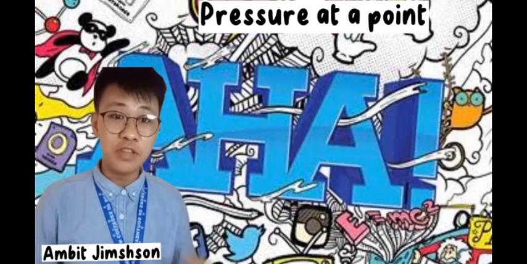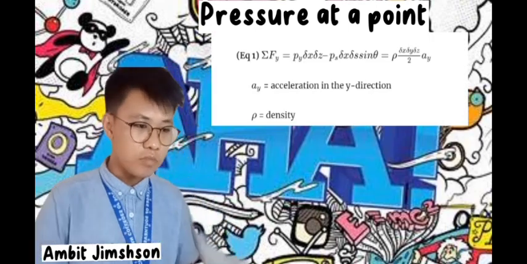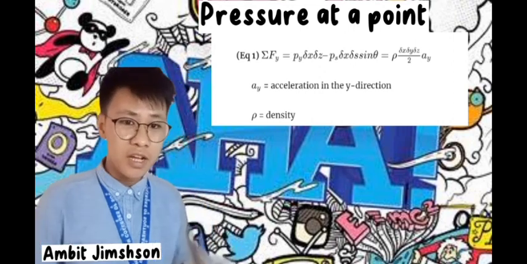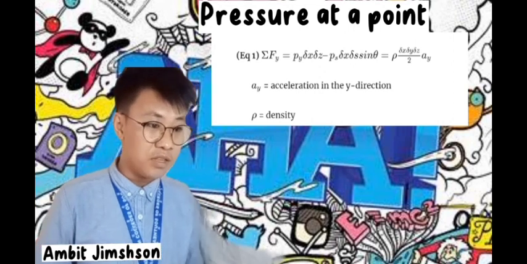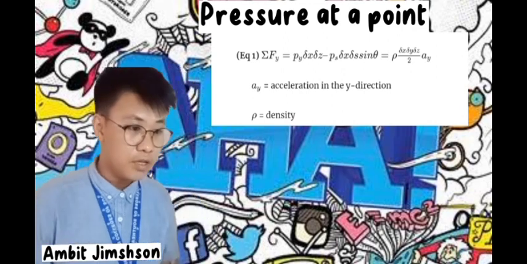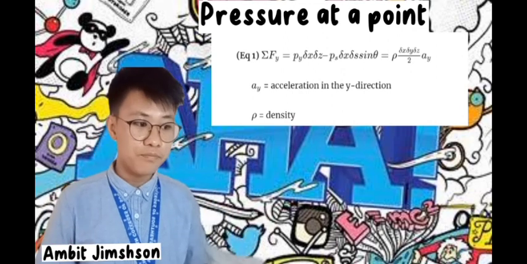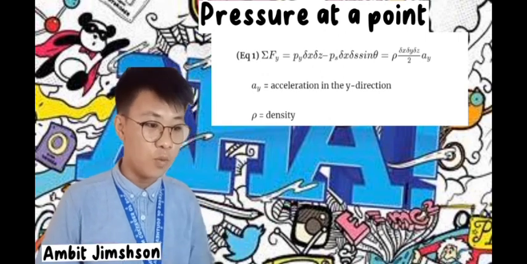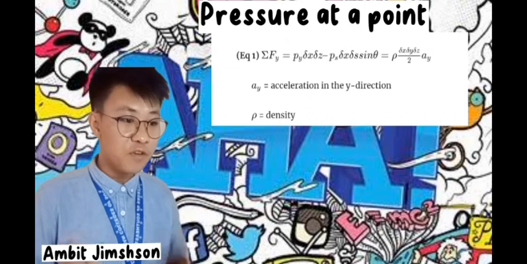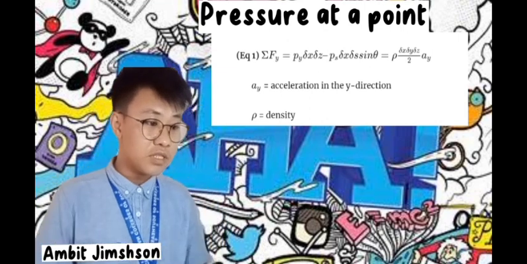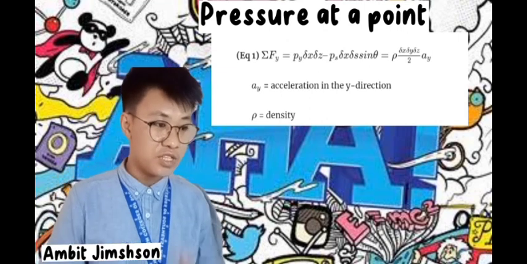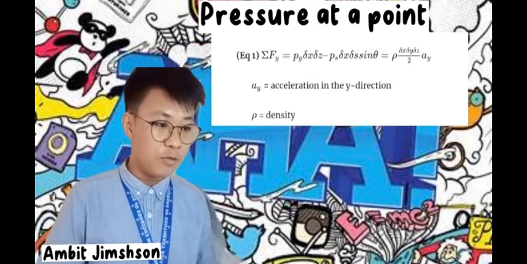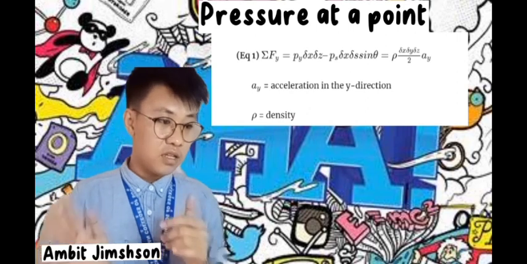Now, let me continue to explain the equation. Now that we understand the individual terms in the equation, let's put it all together. Equation 1 states that the sum of the forces in the y direction is equal to the pressure force acting on the surface minus the shear force acting on the surface multiplied by the sin of the angle between the shear force and the normal to the surface.